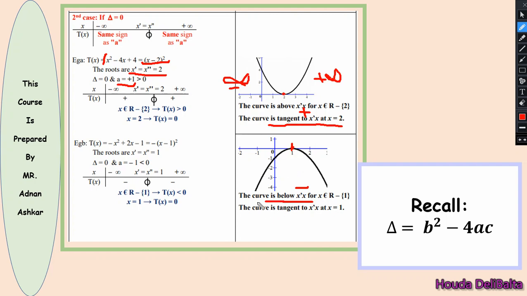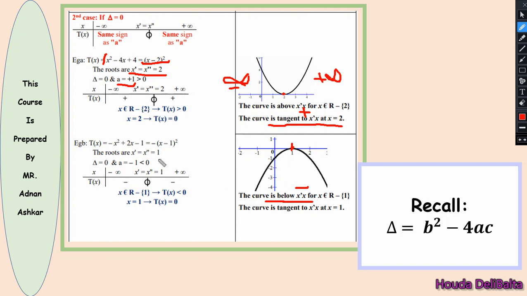So again, the curve is below the x-axis for any real number x that's not equal to 1. When x is 1, the curve is tangent to the x-axis, and this one is definitely the root, the double root. So if delta is 0, here we have a double root which is 1. We put it on the table. We put minus infinity, plus infinity. We put the root on the table, and we put minus because, as you see, the curve is below the x-axis.